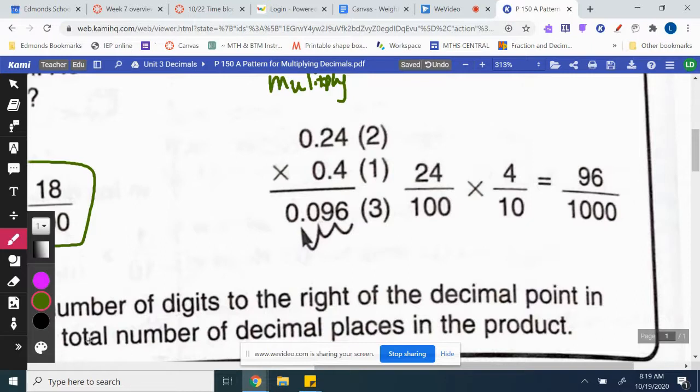4 times 24 is 96, but I see that I have to move it 3 places. So I'm going to add a placeholding 0. 1, 2, 3, add a placeholding 0. And so they do it as a fraction here too.